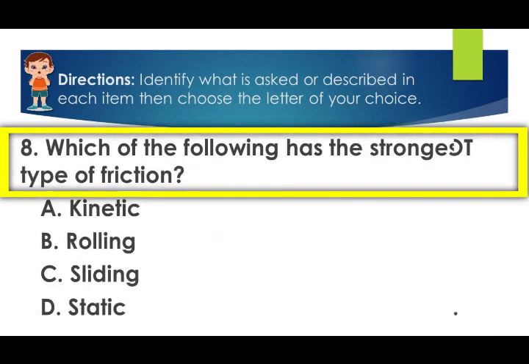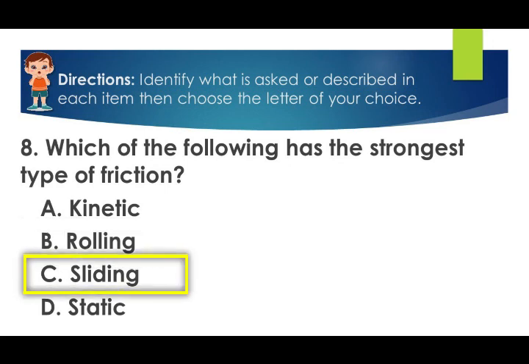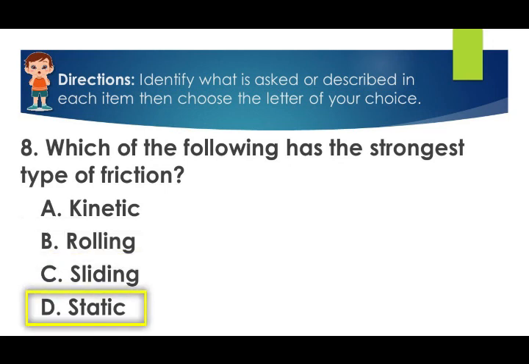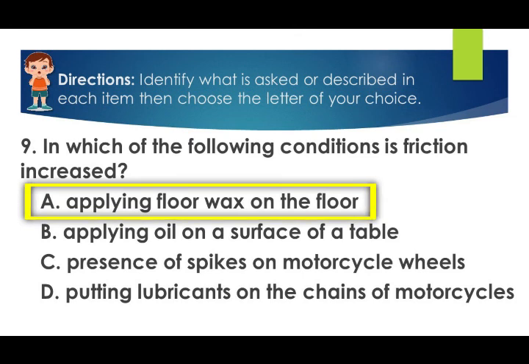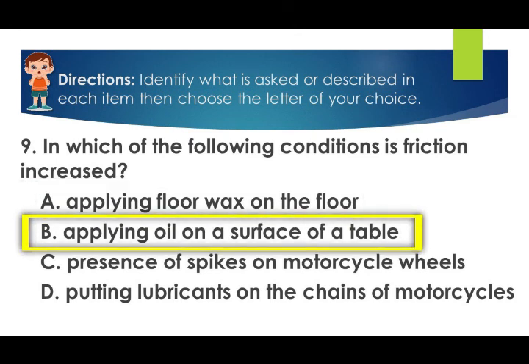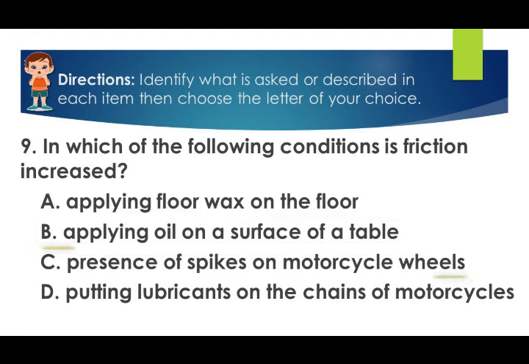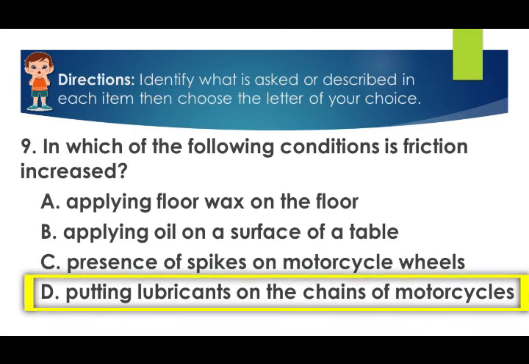Number 8. Which of the following has the strongest type of friction? A. Kinetic. B. Rolling. C. Sliding. D. Static. Number 9. In which of the following conditions is friction increased? A. Applying floor wax on the floor. B. Applying oil on a surface of table. C. Presence of spikes on motorcycle wheels. D. Putting lubricants on the chains of motorcycles.